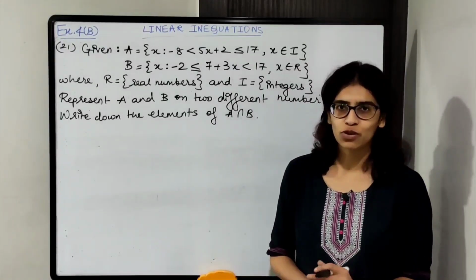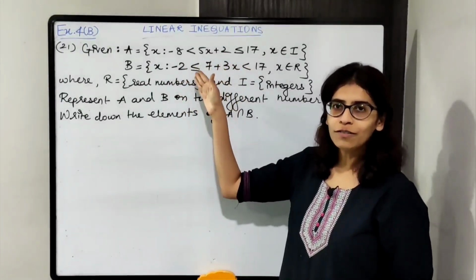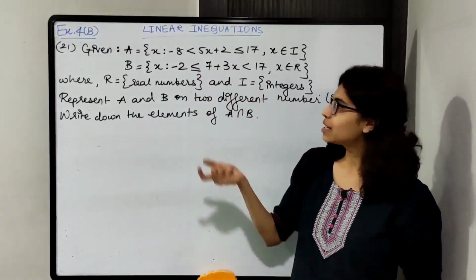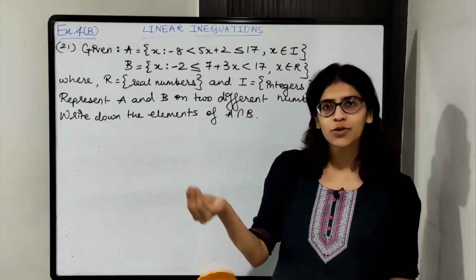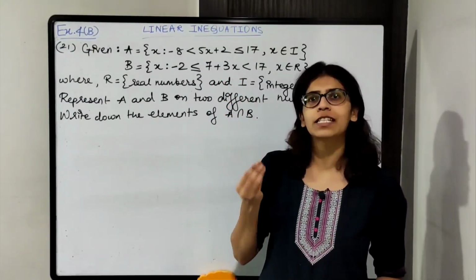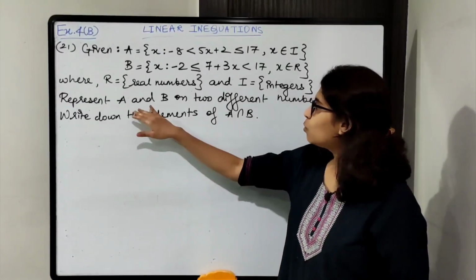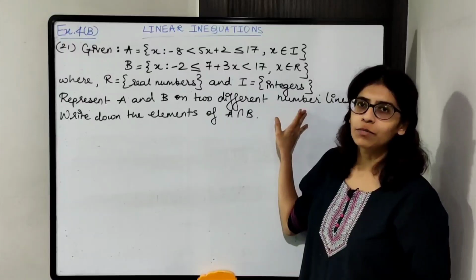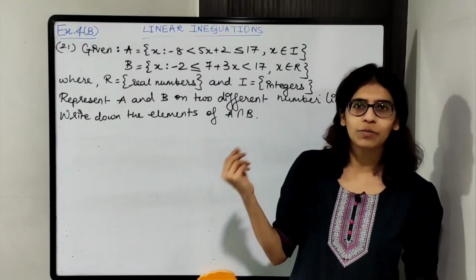It's a very easy question. For A, an inequation is given, you need to solve it and find out the range of x. Same thing for B, okay? So for A and B, we need to find out the elements, we need to find the solution set for A and B. After that, we need to represent them on two different number lines. Okay, A has to be represented on a number line, and B has to be represented too.